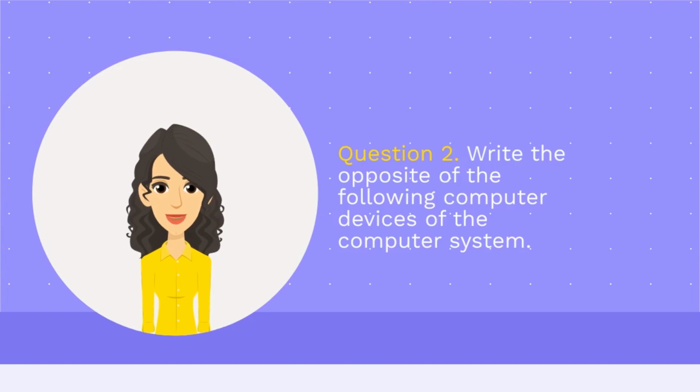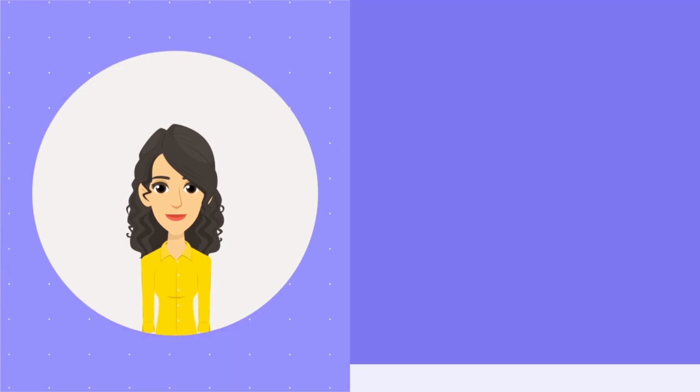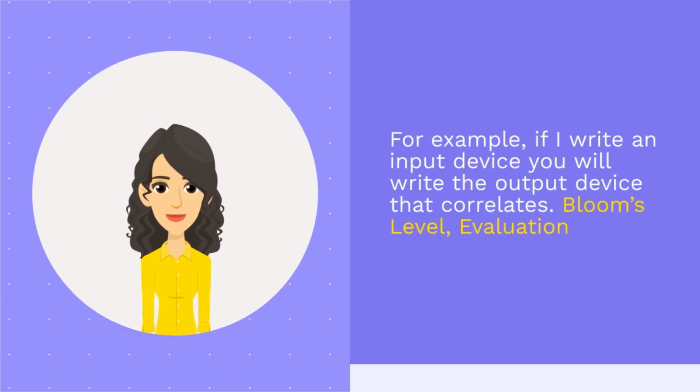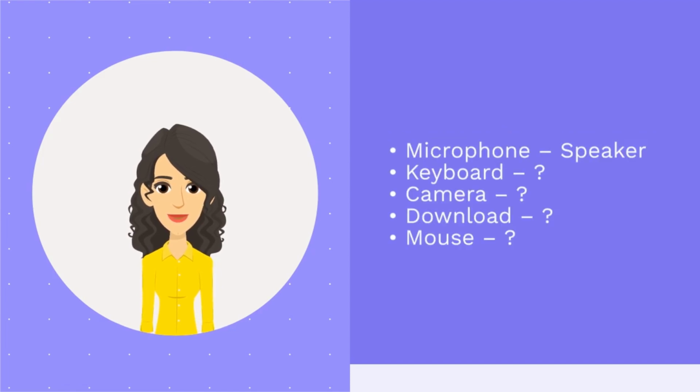Question 2. Write the opposite of the following computer devices of the computer system. For example, if I write an input device, you will write the output device that correlates. Bloom's level, evaluation. Microphone, speaker, keyboard, camera, download, mouse.